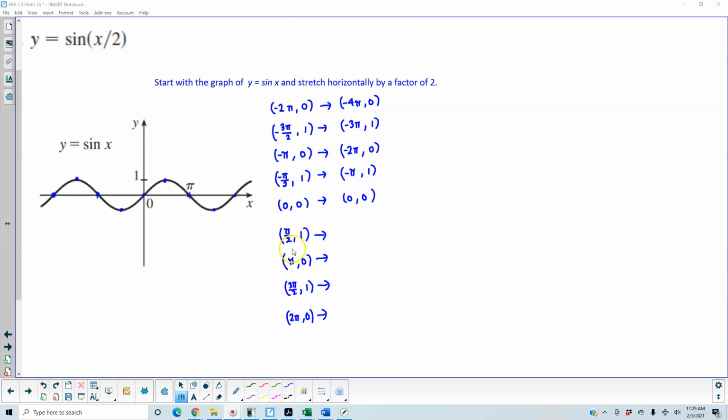Okay, so again, we're multiplying each x value by 2. So we end up with pi and then 1. We get 2 pi and then 0. We get 3 pi and then 1. And then we get 4 pi and then 0.